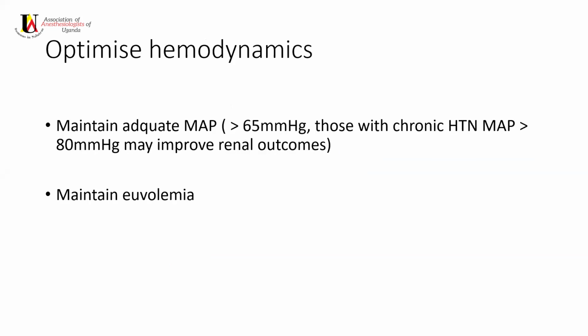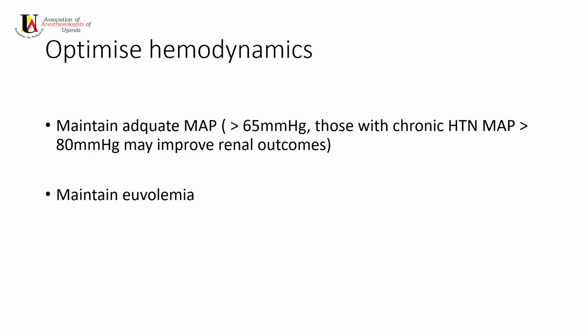Then the other thing, when managing a patient with acute kidney injury, you'd want to optimize the hemodynamics. What do I mean? Some of these patients are going to come in with either very high BPs, especially patients with intrinsic renal injury, or they may be hypovolemic. So you want to maintain perfusion to your kidney, guided by the mean arterial pressure.